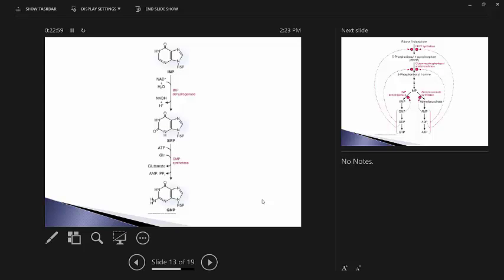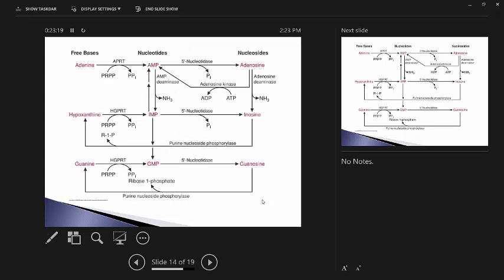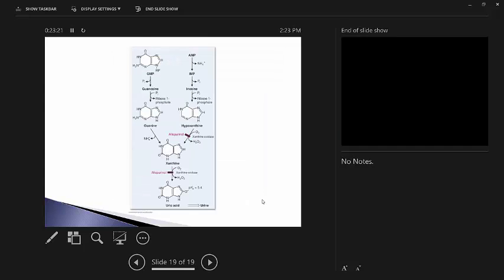This is the structure of xanthine. Hypoxanthine has 1 carbonyl. Xanthine has 2 carbonyls. And the ultimate product, uric acid, has 3 carbonyls. Okay? And that's how it's metabolized.